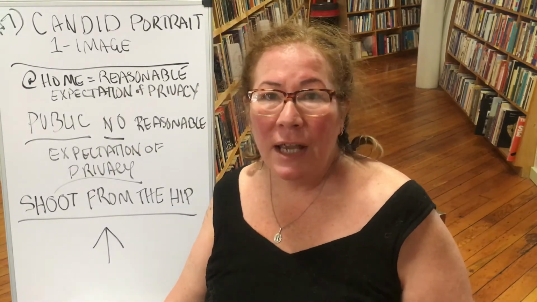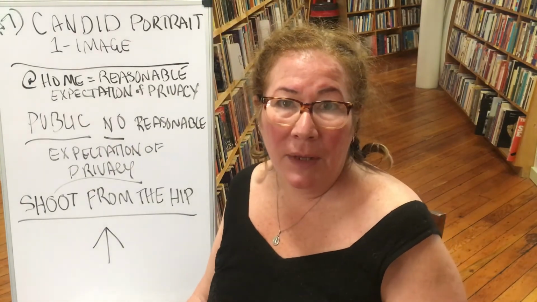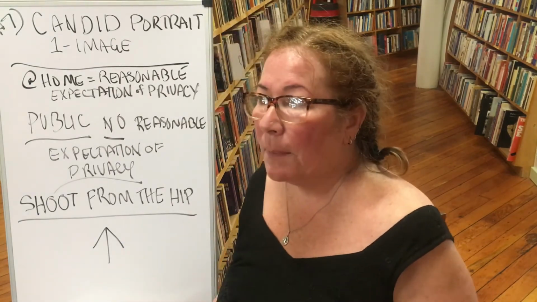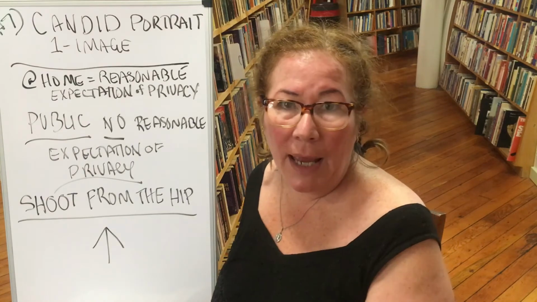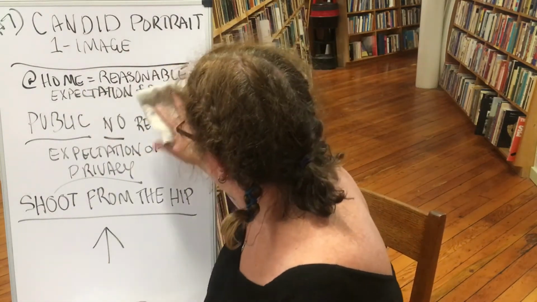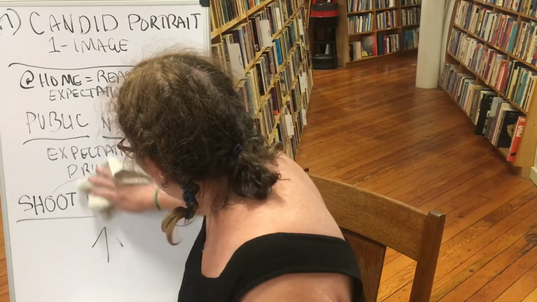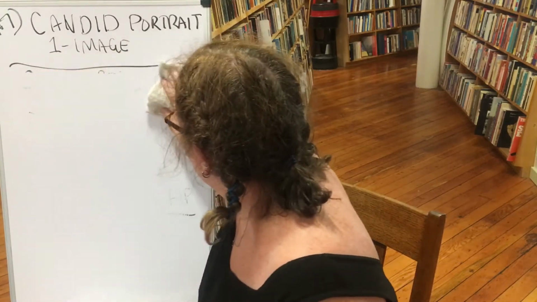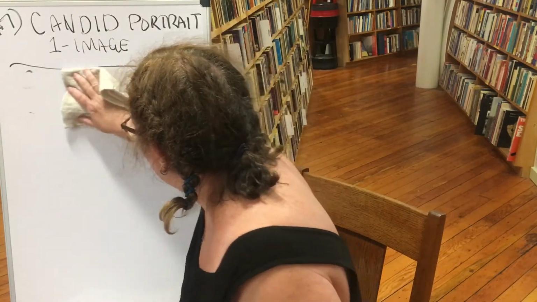So when you're taking a candid photograph, you want to make sure that you shoot from the hip and kind of look the other way, which means you have to pre-focus your camera. So let's talk about that really quickly, and then we will look at some examples, and I'll show you exactly how to do this assignment.